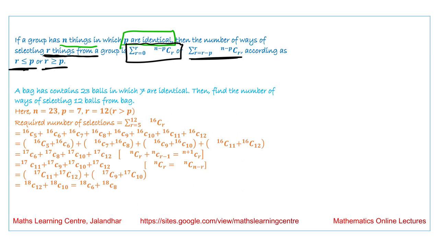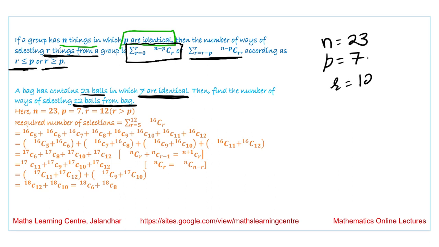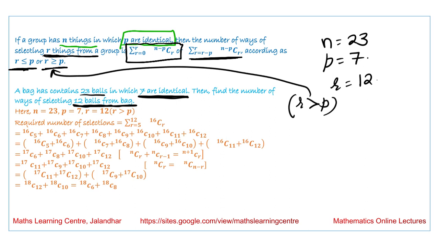A bag contains 23 balls in which 7 are identical. Find the number of ways of selecting 12 balls from the bag. The total number of balls is 23, the balls which are identical are 7, and the number of balls we have to select is equal to 12. So clearly we have the case that r is greater than p.